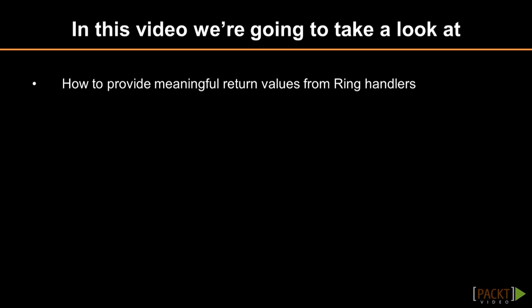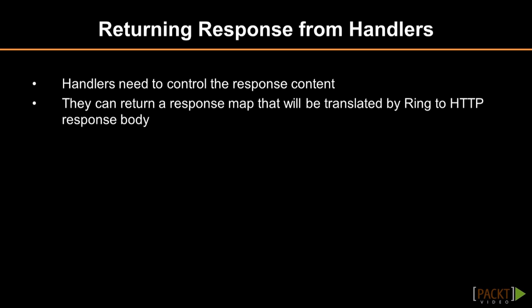We'll learn how to provide meaningful return values from a Ring handler. Once our handler has completed performing its logic, we need to return an appropriate response to the browser. Ring expects us to return a map as the result of our handler function. With this map, we can control what will be returned to the browser.